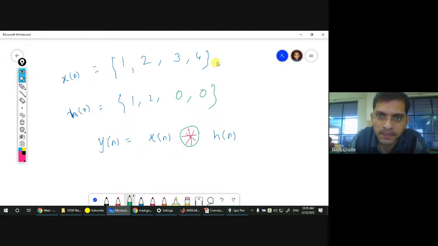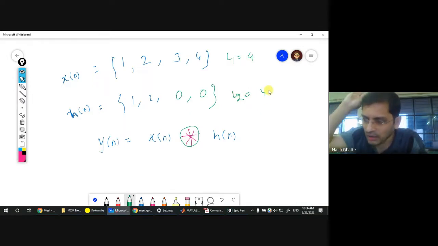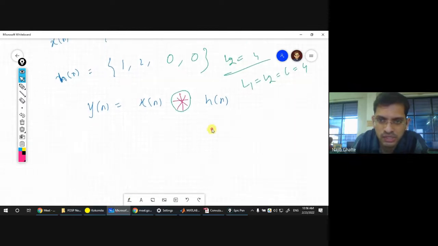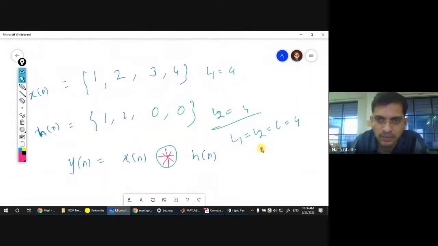Now pay attention, sir. What is L1? 4. What is L2? 4. Don't say 2, sir. It was 2, it's over, it was the past. Fine, now we have to move ahead. L2 is 4 now. So I can say L1 is equal to L2 equal to L equal to 4. Understood here, sir? Yes sir, understood.